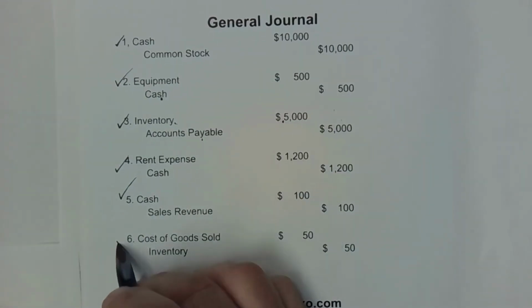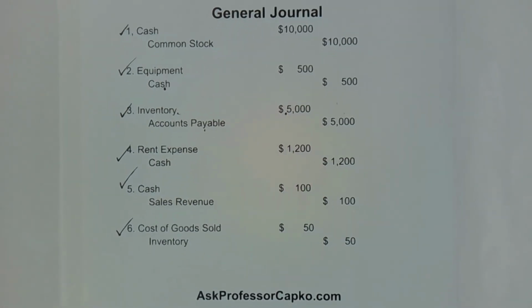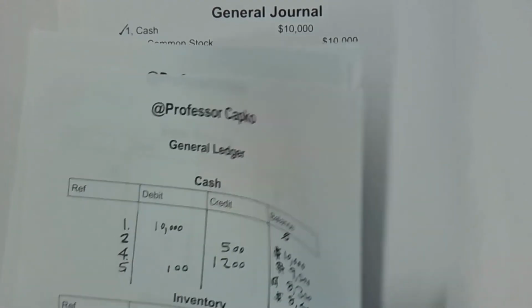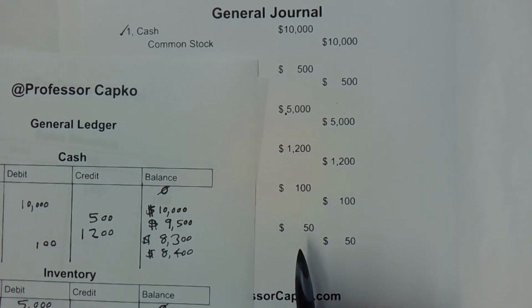We have now properly accounted for all 6 transactions from our general journal. They've all been put into the general ledger, and we've updated the balances. Now you know how to do that, but there's more that you're going to need to know.